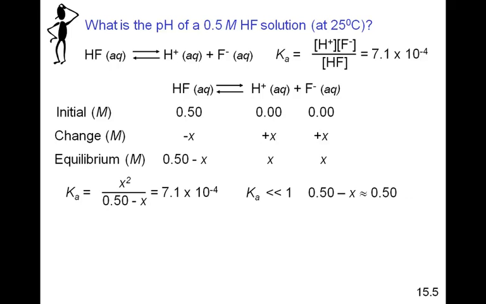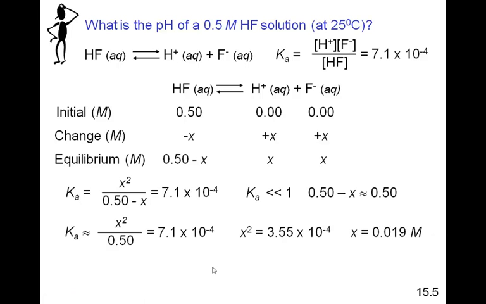So we're going to say that since Ka is such a small number, in reality the value of x is really, really small compared to 0.5. Not that 0.50 is a huge concentration, it's pretty dilute, but we're going to assume that x is really, really small compared to 0.50. And therefore, 0.50 minus x is approximately equal to 0.50. So when we make that approximation, we can actually remove the x from the bottom of the equation, which makes this much, much easier to solve. And so x squared is 3.55 times 10 to the negative fourth, which we got from multiplying the 0.5 times the 7.1 through a cross multiplication. Then taking the square root of both sides, we get x is equal to 0.019.